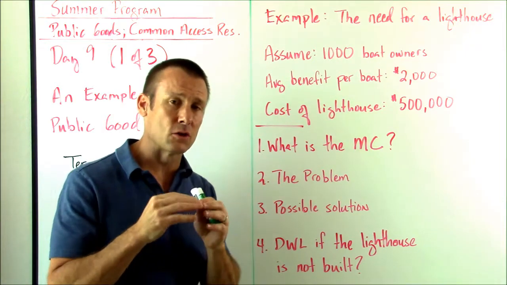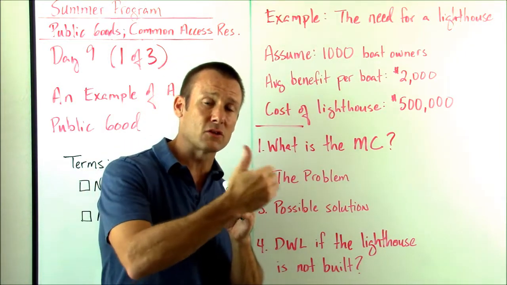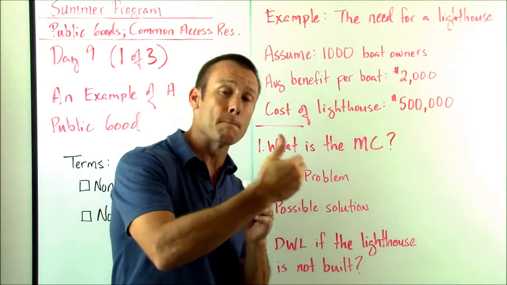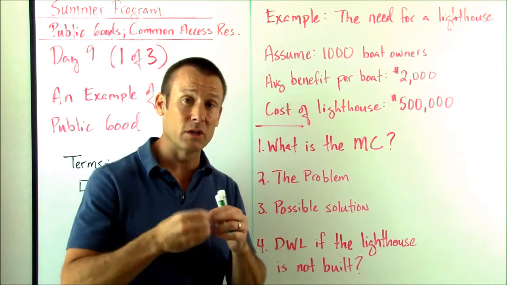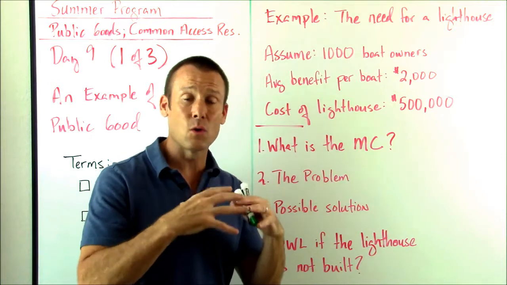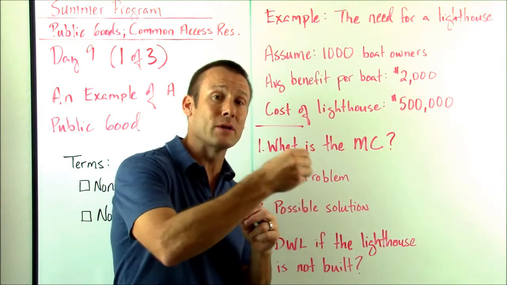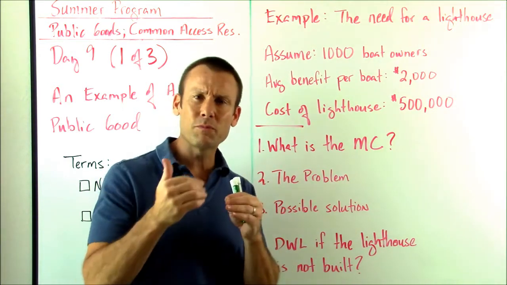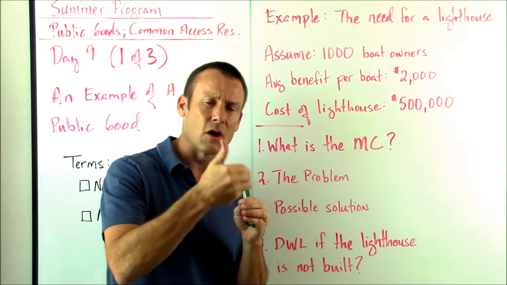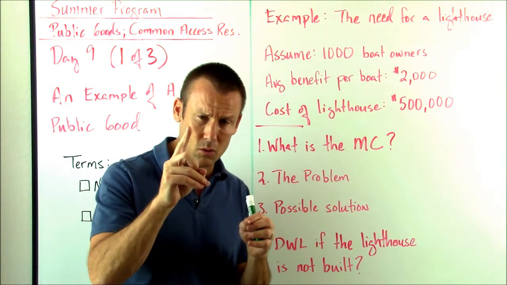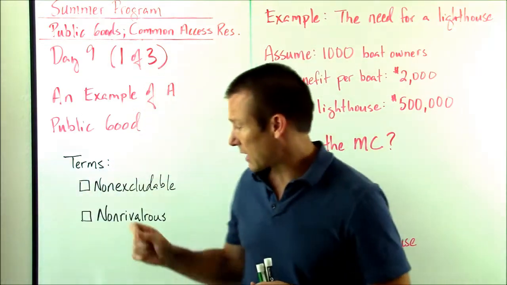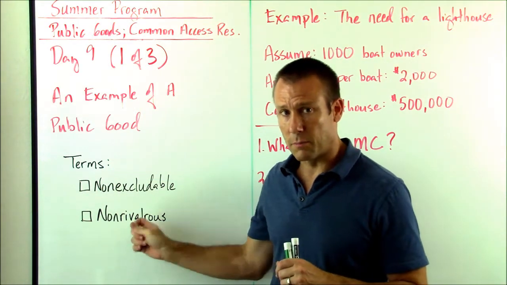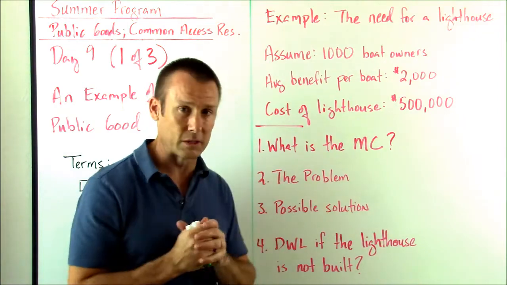Another way to say this is, what's the marginal cost of providing the services of a lighthouse to an additional boat owner? And the answer is 0, right? Once we've provided the lighthouse, there is no additional cost to provide it to anybody else. The concept of non-rivalrous should come up when we talk about this particular question.